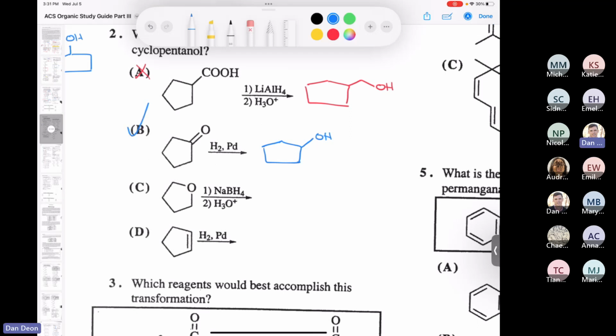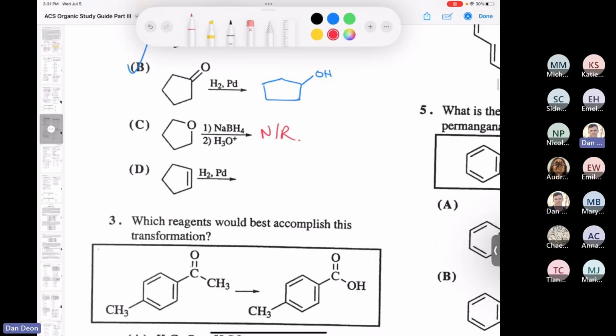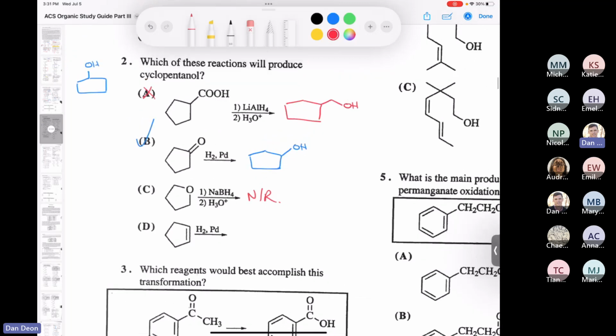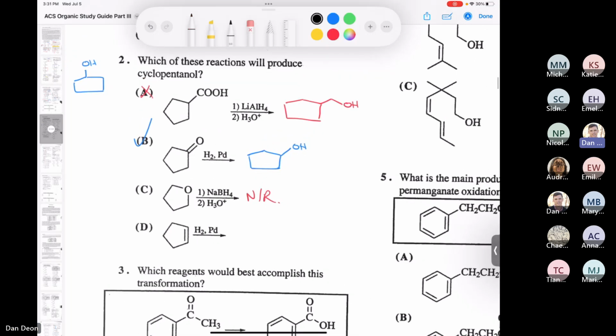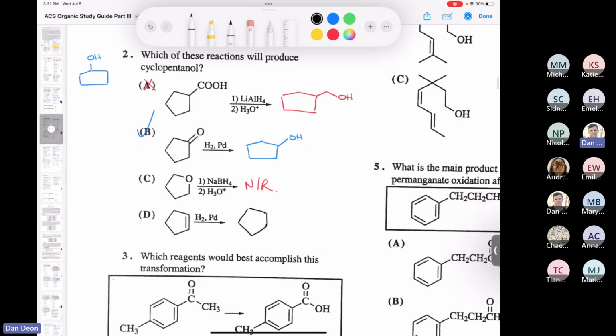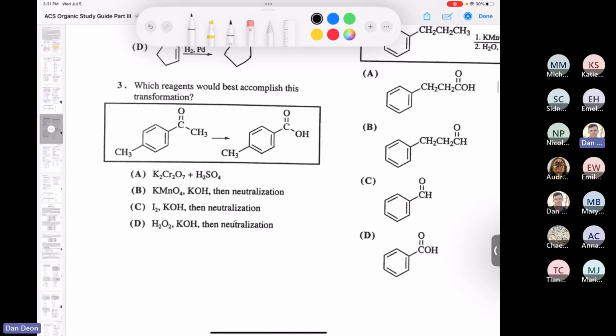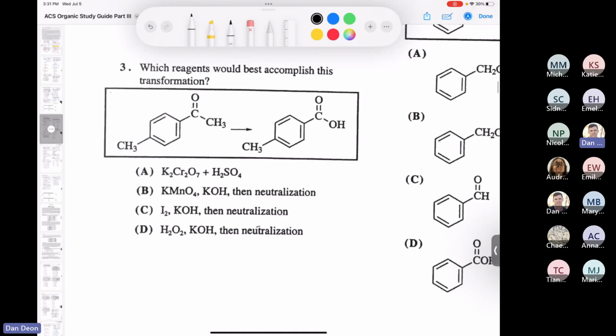C is not going to do anything. There's going to be no reaction for this one. And then D is just a hydrogenation reaction where you're just going to hydrogenate the ring down to cyclopentane like this. So the correct answer is B. The next one, we want to convert the methyl ketone into a carboxylic acid. Did anybody get an answer for number 3? Did anybody try this one?